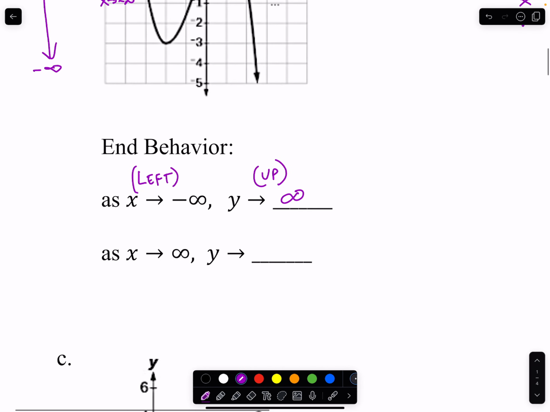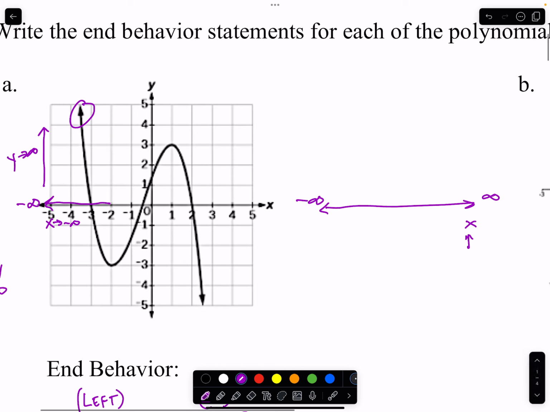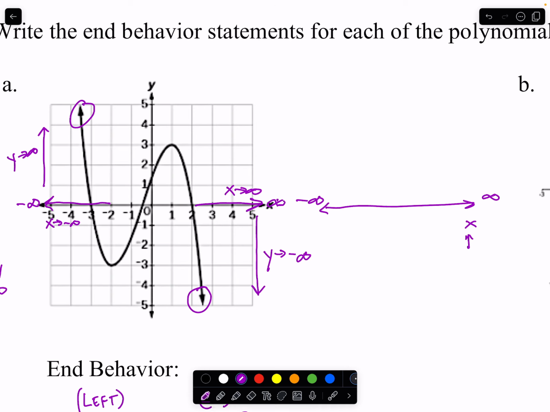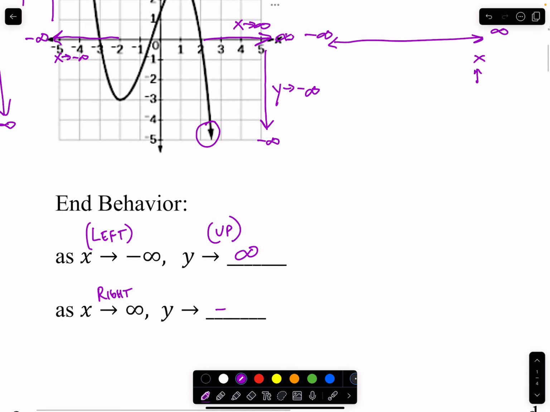All right, now it says as x approaches infinity, so that's as we move all the way to the right. So let's look on our x-axis. As x goes to positive infinity, right, this is x going to positive infinity. If I look at this arrow, it means the graph is going down, and that's the y-axis that goes down, so y would go all the way down to negative infinity. So we would say y goes to negative infinity. That means down.